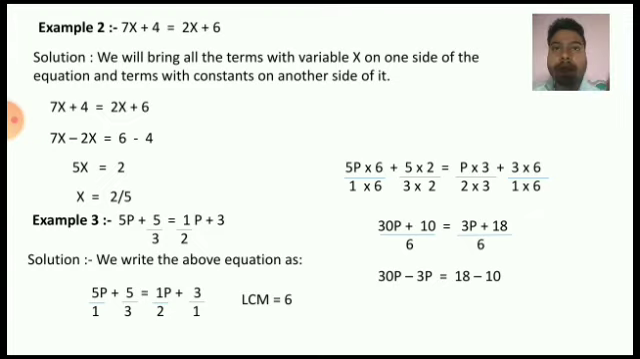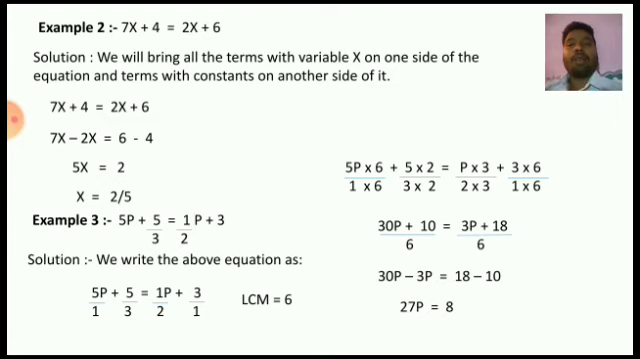So in this step, we only move the 3p to the left hand side so that it gets minus, and we shift the plus 10 to the right hand side so that it gets minus. So we get the step 30p minus 3p is equal to 18 minus 10. So 30p minus 3p how many? 27p is equal to 18 minus 10 how many? 8 remains. So 27p is equal to 8.